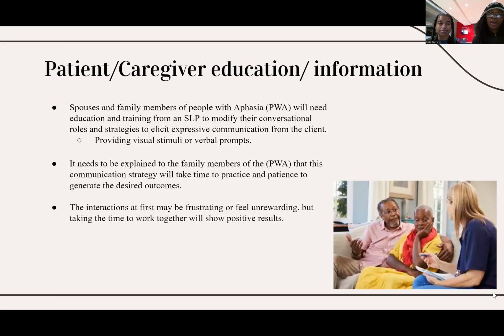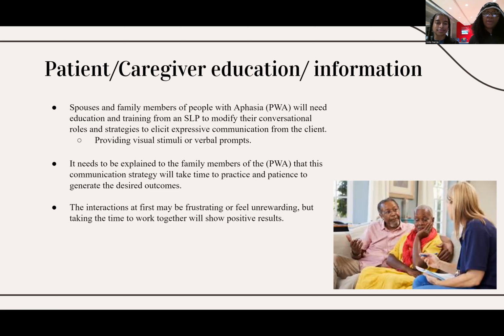Okay. All right, so we have the parent, caregiver, education, and information. Spouses and family members of people with aphasia will need education and training so they know how to do things at home. Like our apps we're talking about, how to modify their conversational roles and the strategies and the expressive communication from the client. This could be providing visuals or verbal prompts, providing that feedback.